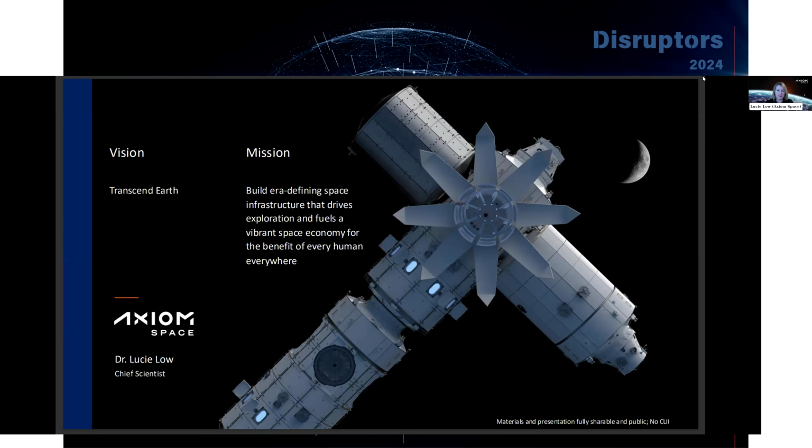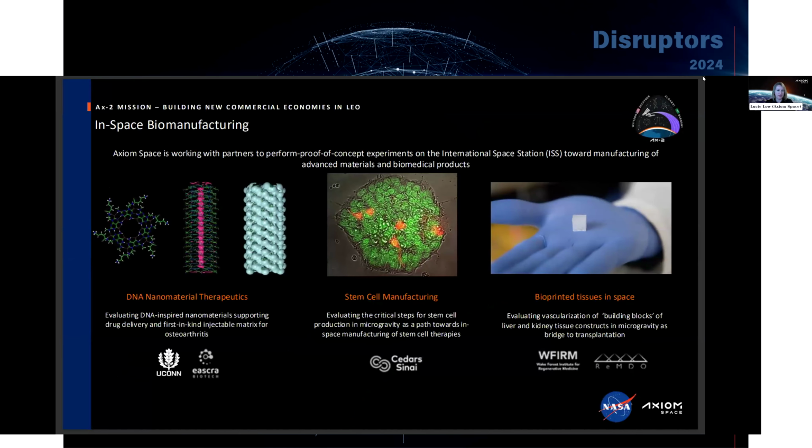The first slide here is really just highlighting what we're doing as a broader company for our vision and mission. Our vision is really to transcend Earth, to start taking advantage of these incredible opportunities that are afforded by doing research, manufacturing, and exploration in space in the coming eras. And our mission is to build an era-defining space infrastructure that drives this exploration and fuels a vibrant space economy for the benefit of every human everywhere. If we can go to the next slide, please, I'm going to talk about some of the disruptive technologies and the opportunities that we've been embracing at Axiom.